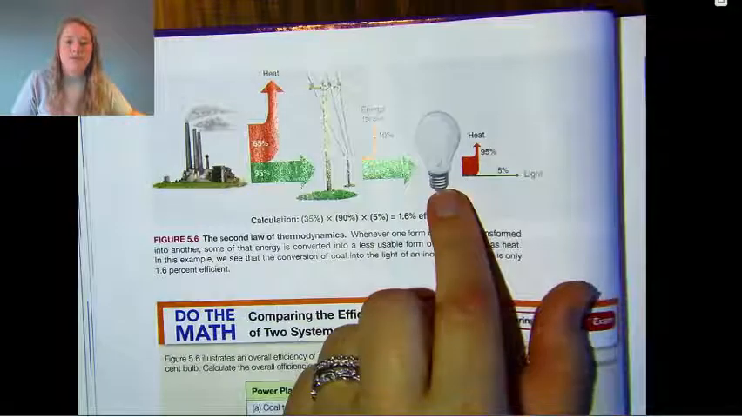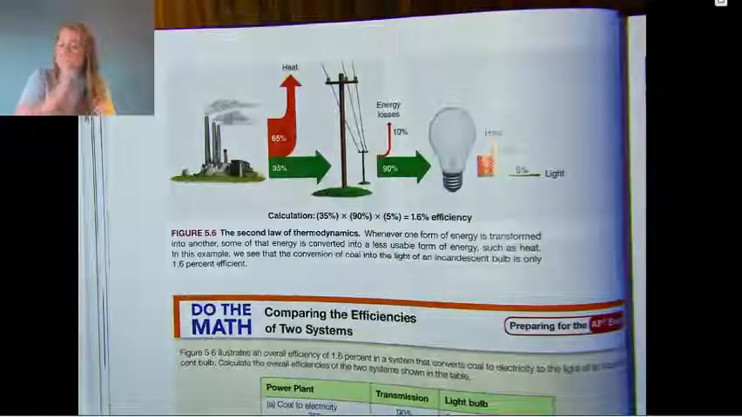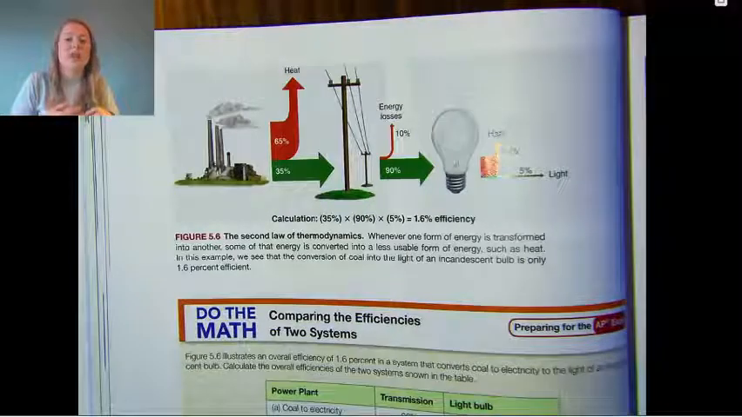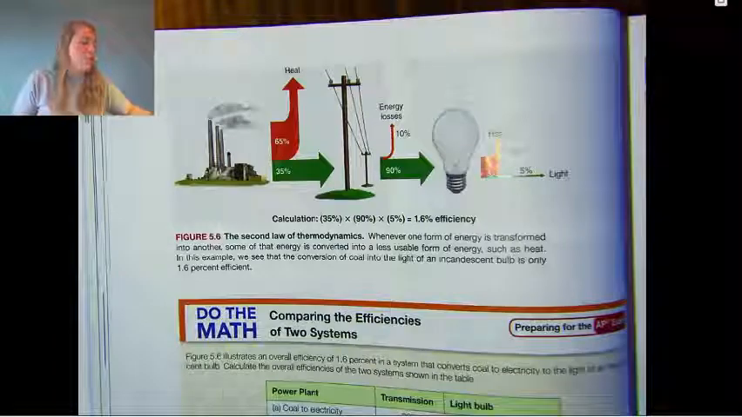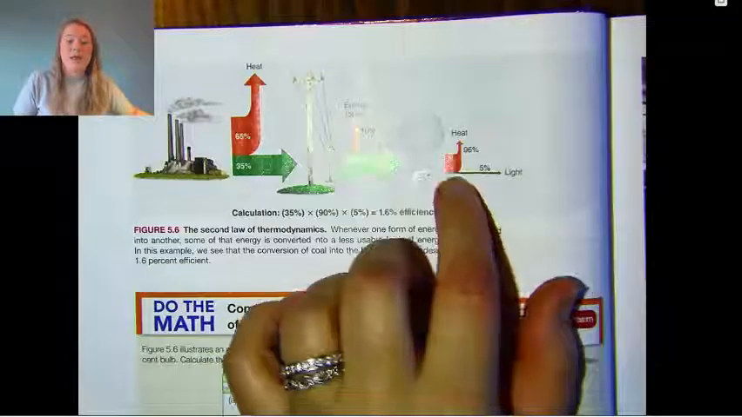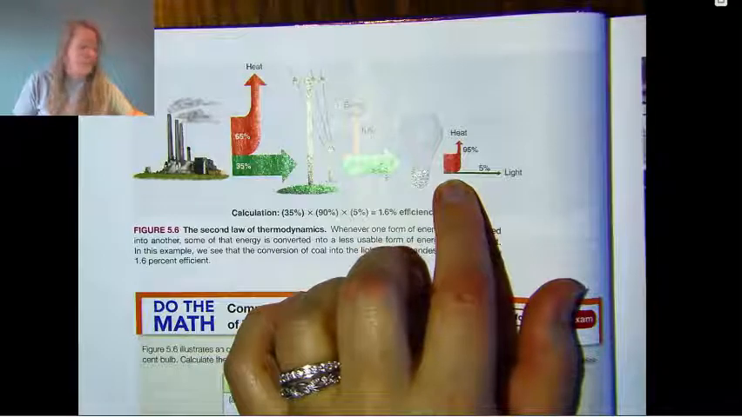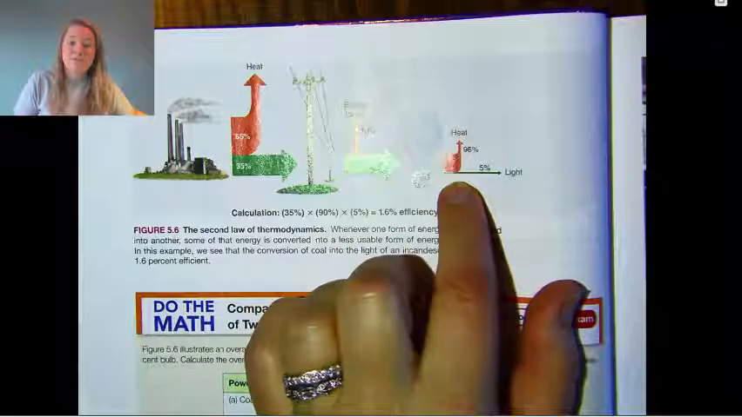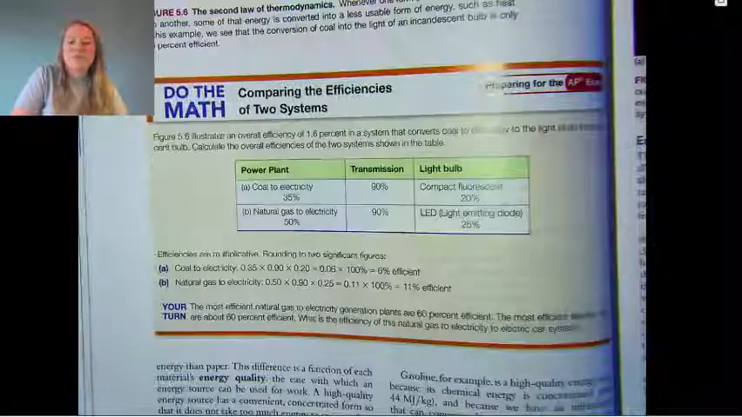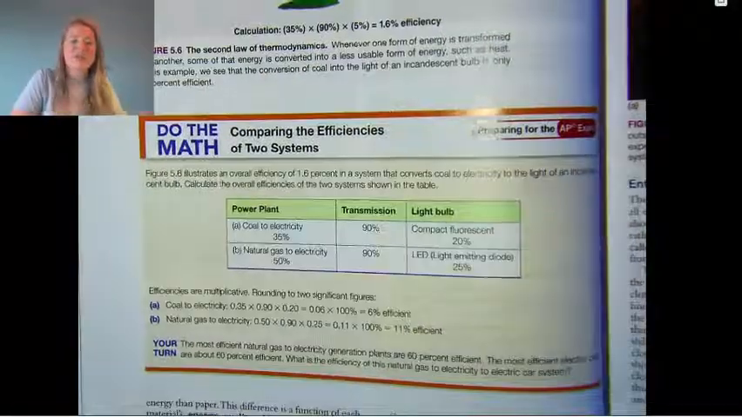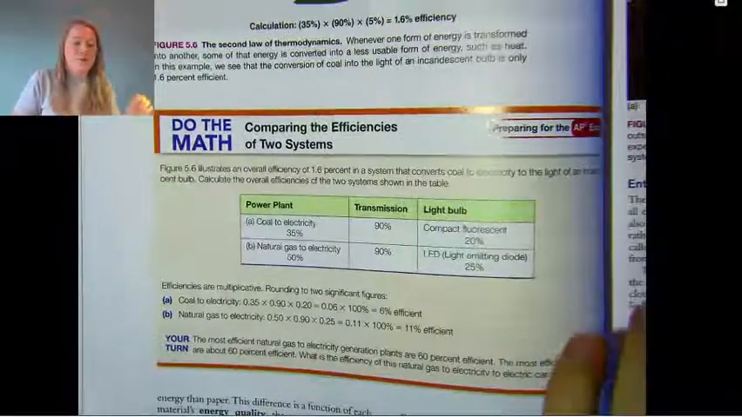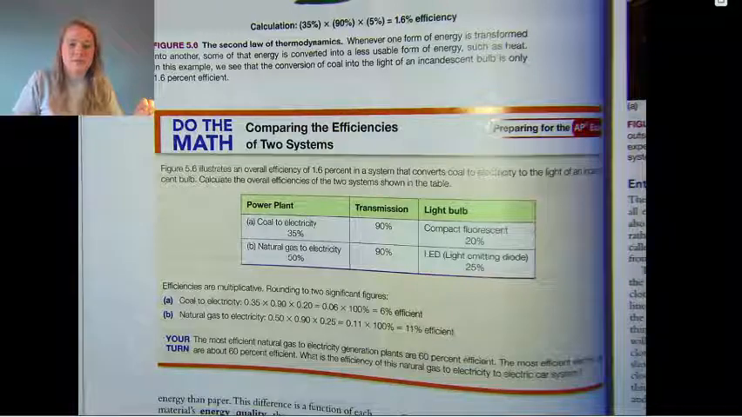Now that light bulb, if that is an incandescent light bulb, so the old school ones with the little filament across the top, those light bulbs heat up quite a bit, and they're going to lose 95% of their energy as heat, and only 5% is going towards the light. So if we want to figure out the total energy efficiency in this scenario, let's see here.